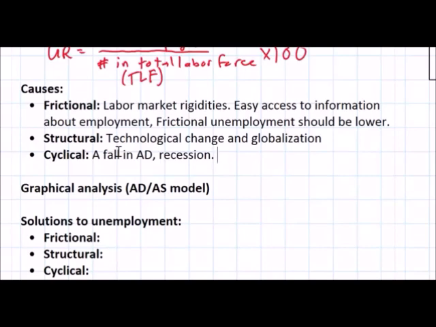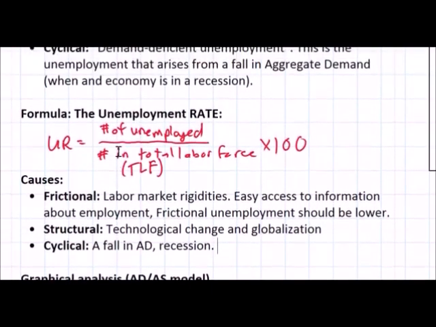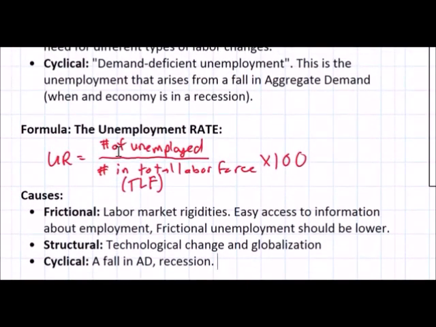Individuals who would normally be employed in a nation's economy, if it were producing at full employment, are unable to find jobs when there is cyclical unemployment. Hence, it is the least desirable type of unemployment in a nation.